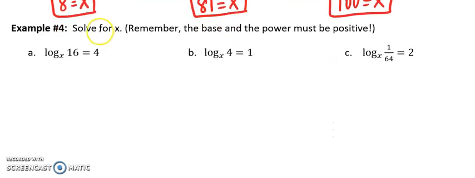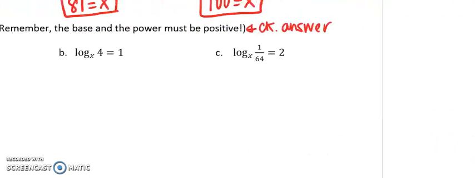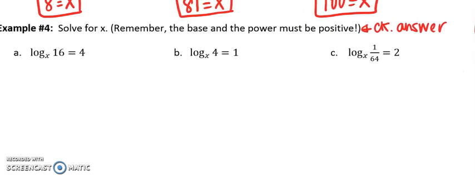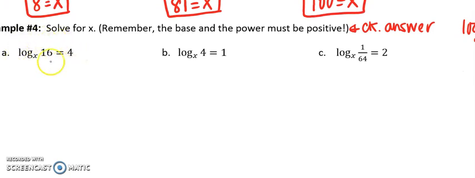Down here, solve for x. Remember the base and the power must be positive. So in other words, you may have to check your answer. What do I mean about the base and the power must be positive? Let's take a moment really quick. We have log base a of x equals y. This guy must be positive, and this guy must be positive, always and forever. So if we go back over here, this is in log form. I don't know how to solve it, so I'm going to change it to exponential. So x to the fourth equals 16.